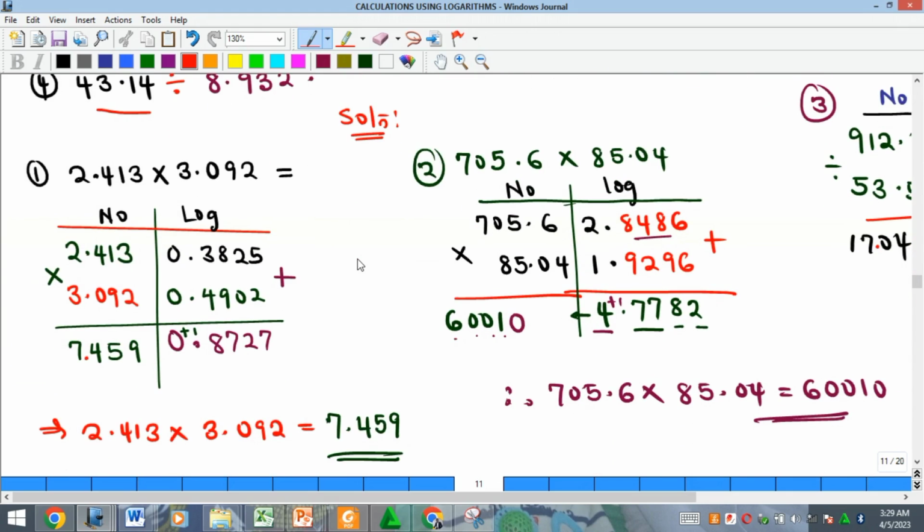And in our next video, we are going to see how to also resolve powers and roots using the logarithm table.